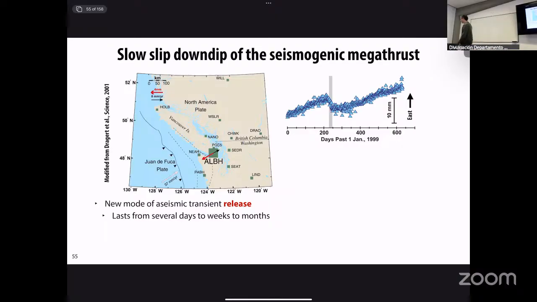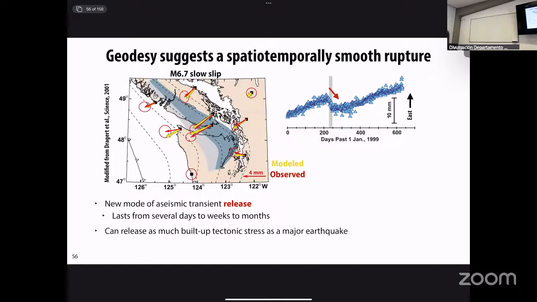So this is a slow slip event, that reversal of motion. It can last from days to weeks to months. It can release just as much stress as a big earthquake, but this happens typically down dip of where big earthquakes are going to happen. What you're looking at here in blue, these two different blue colors, is the amount of slip that's happening at the plate interface. I don't remember exactly, but it's several centimeters over this wide, broad area.